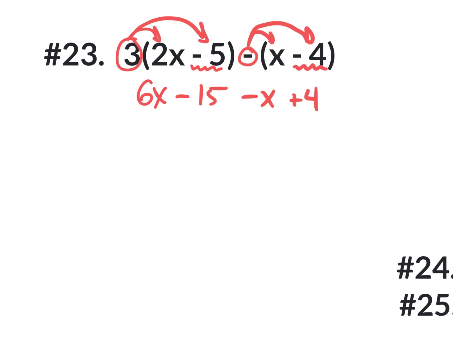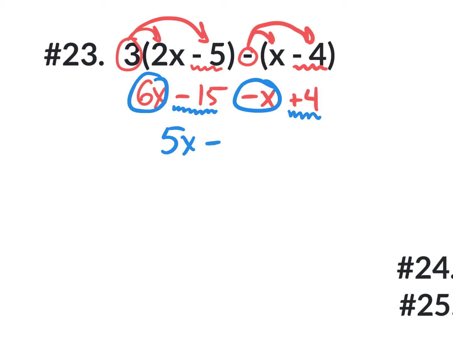Anyways, we have distributed. Now let's combine the terms that are alike. The 6x with the 4x, well, not with the 4x, that's not a 4x, with the minus x. So that's like saying I have $6, I take away one of those dollars, I'm going to have $5 left over. And then I'm going to combine this negative 15 with that positive 4. You owe $15, you have $4, you're still going to owe $11. So the answer for number 23 is 5x minus 11. Once again, 5x minus 11.